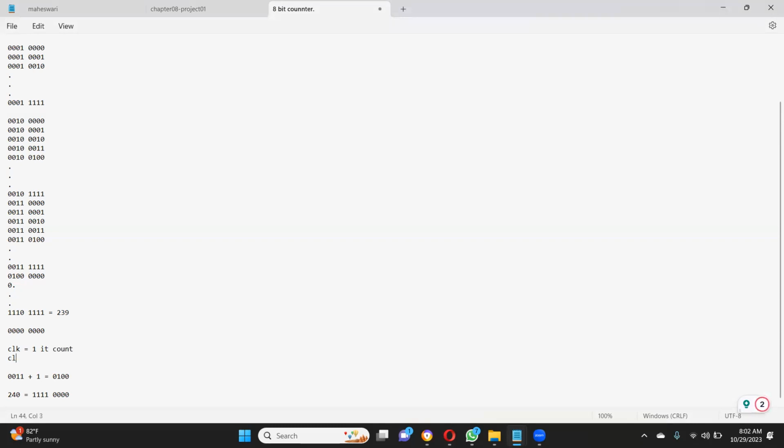It doesn't matter what is load. Do you understand this? This is very important. Don't worry about load. It doesn't count when CLK equal to 0. Can you make it simple? Can you go back?